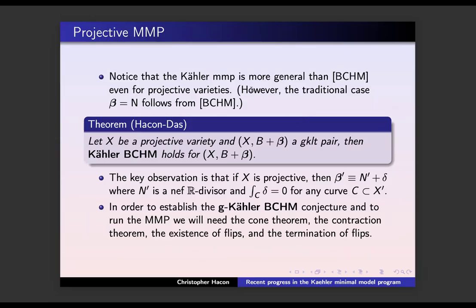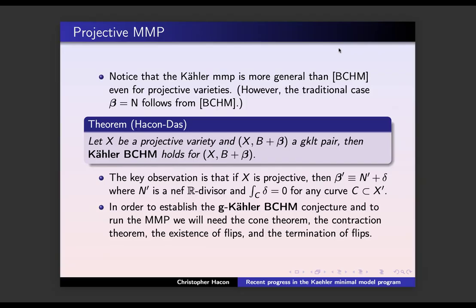The first comment is what we just discussed, that in the traditional case, it just follows from BCHM. In general, this conjecture seems to be more general because we're talking about all (1,1) forms, not just divisors. However, it is possible to show that in the projective case, this result for generalized KLT pairs actually holds and does follow from BCHM.